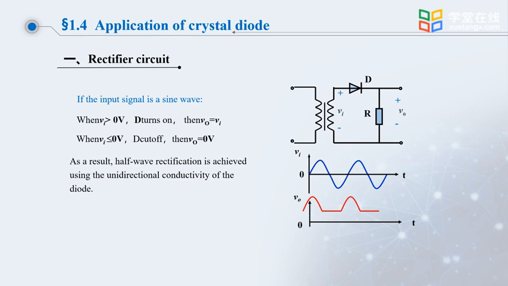Of course, this is the simplest. The diode can also form a full-wave rectifier, and so on. You can check some information to see.